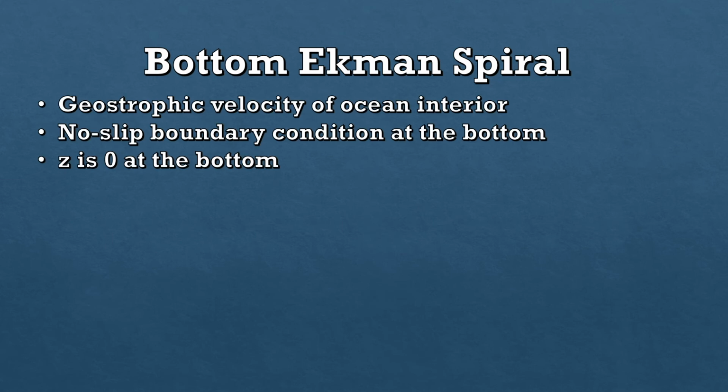It can be derived in the same way as the surface Ekman spiral, but instead of a wind forcing, we assume that the ocean interior has a geostrophic velocity, and the spiral then occurs when we have a no-slip boundary condition at the bottom. Furthermore, we say that z is 0 at the bottom. Maybe this is something you can derive in the next video, Vagen?